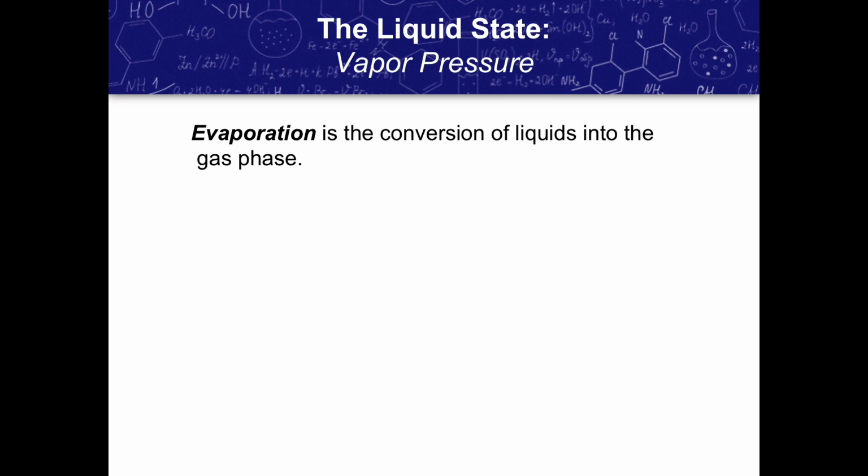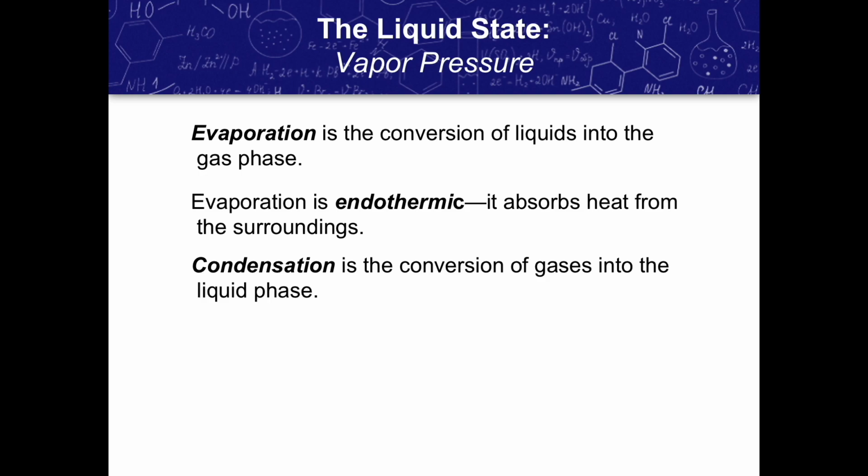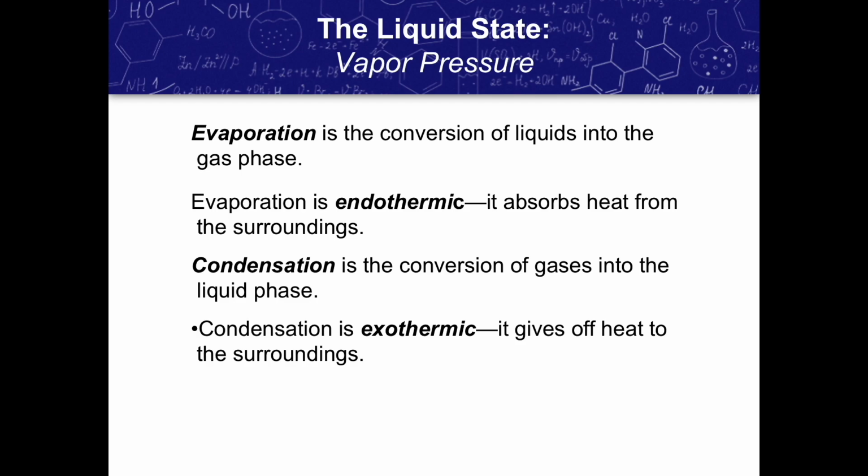The next characteristic of the liquid state would be the vapor pressure. When we say evaporation, it is the conversion of liquids into the gas phase. Evaporation is endothermic, which means it absorbs heat from the surroundings. This explains why the skin is cooled as we sweat, or as our sweat evaporates. Condensation is the conversion of gases into the liquid phase. Unlike evaporation, condensation is an exothermic process.